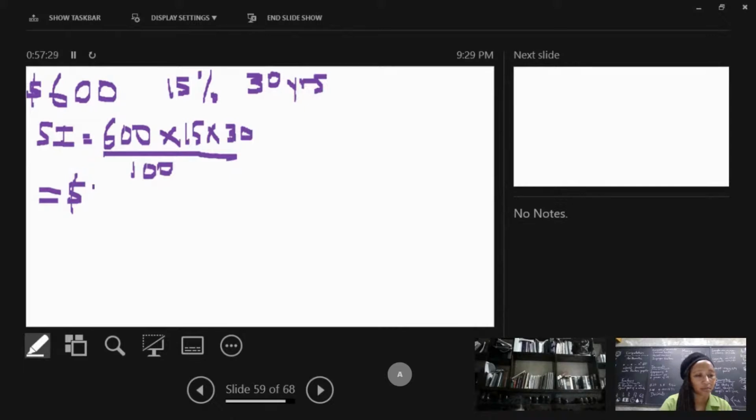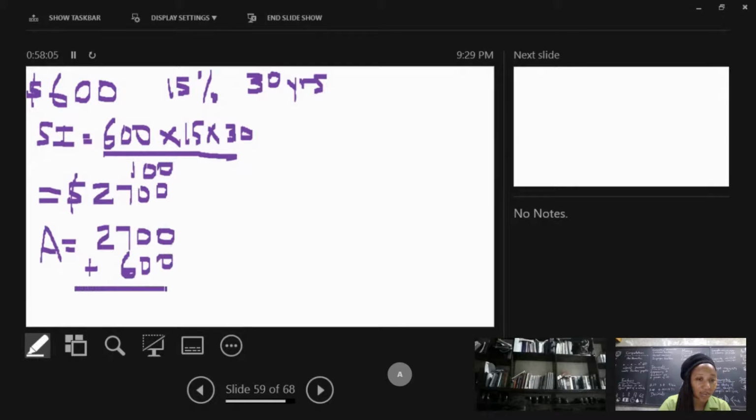That's $2,100. So that's more than 4 times what you invested. Because it's so long, because it's 30 years, the interest alone is more than 4 times the principal. So the amount that you would get back at the end of the 30 years would be the 2,700 plus the 600. That's like 3,300. Right. So because the time is so long, you see how much you get back?